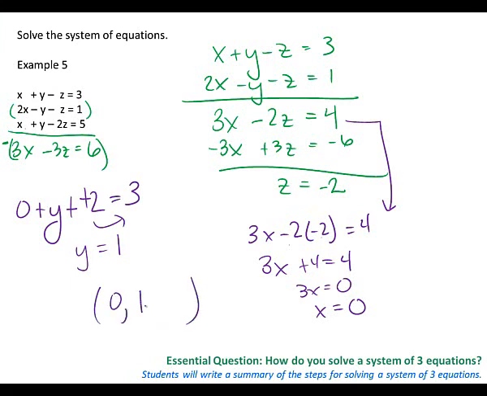How do you write your final answer? 0, negative 1, negative 2. And again, we got 0s, 1s, and 2s. Again, it won't always be that way. In fact, the next one's not going to be that way.